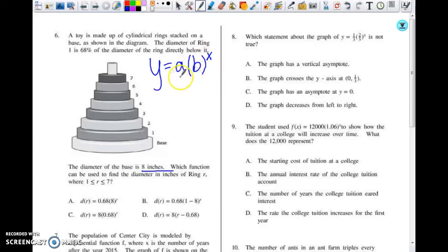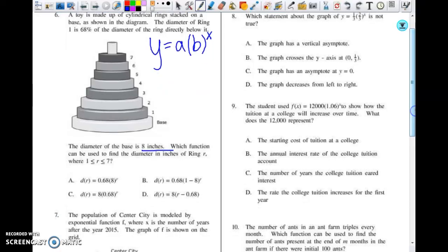So this one, we know, if we're talking about our rings, right, that the A is always our what? Our starting. So this base is my starting. What is the diameter of the base, right? So Y is equal to, what should my A be? The A should be 8, right?